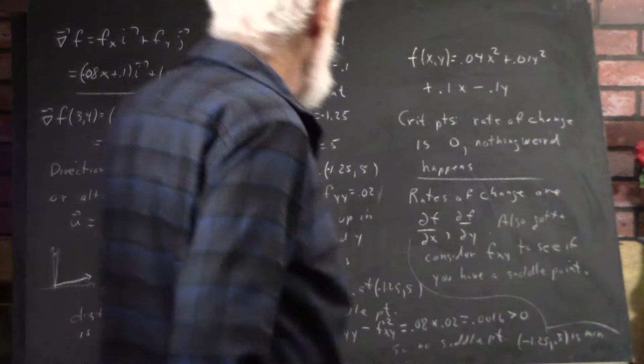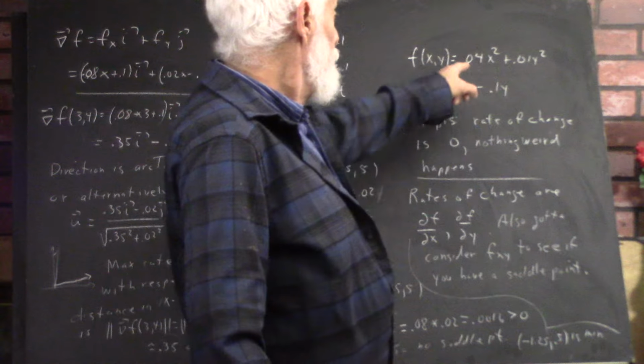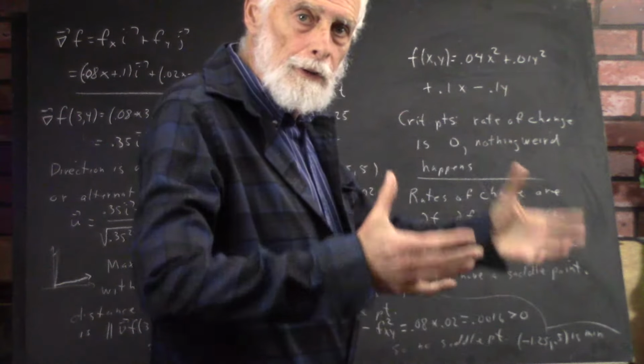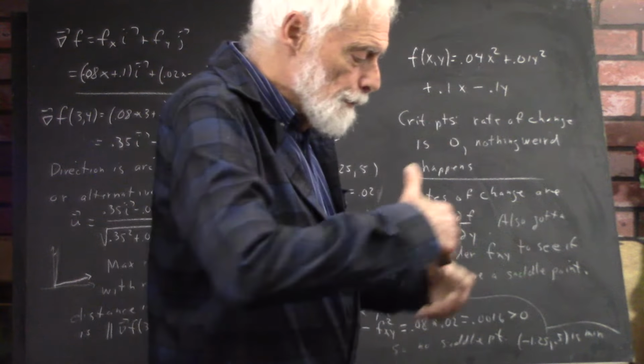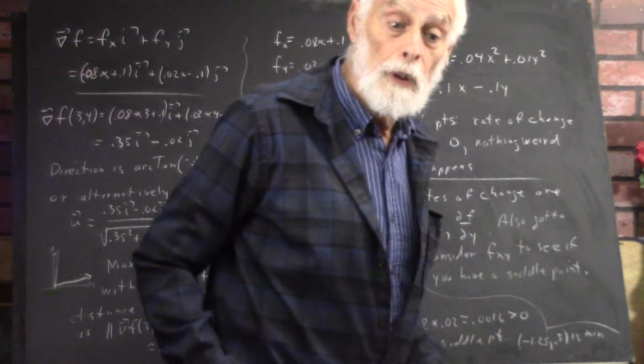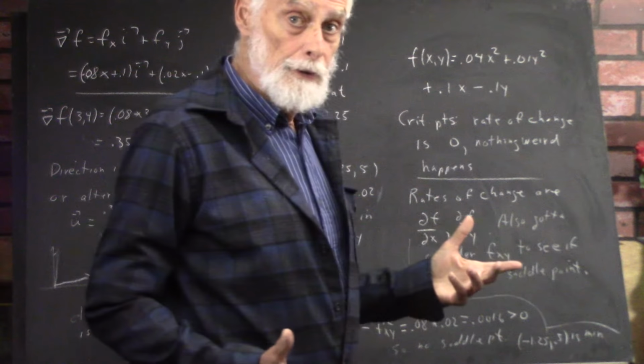Okay, we have function f of x, y, our usual function that we've done a lot with, 0.04x squared plus 0.01y squared. The graph of that function being a paraboloid, an elliptical paraboloid. But then we're going to put a 0.1x and a negative 0.1y in there. And we're going to try to determine what the critical points of this function are.